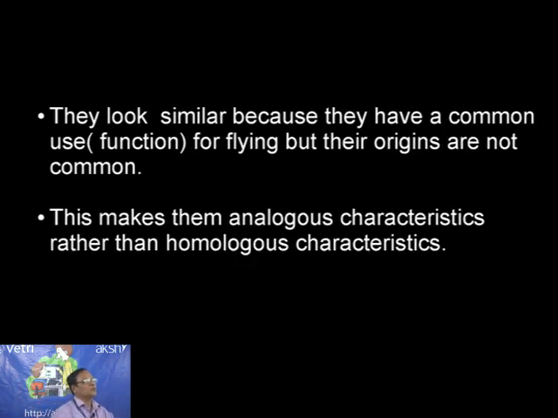I mentioned they all look similar. What is the reason? Because they perform one common function, namely flight, but their origins are not the same. This makes them analogous structures rather than the homologous structures I mentioned earlier. In the case of bat, it is a skin fold with bones. In the case of bird, it is a feathery covering made up of muscles, bones and feathers. Though they are similar for doing a common function, they are considered analogous organs because their origins are different.